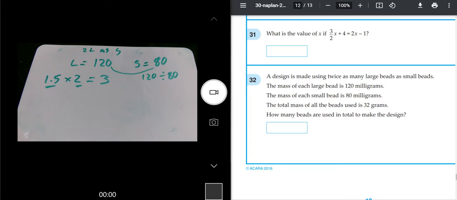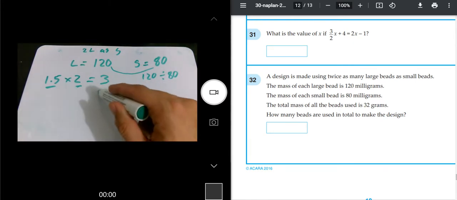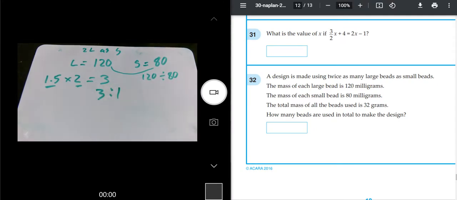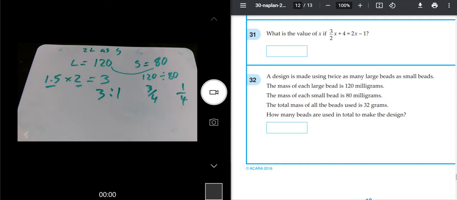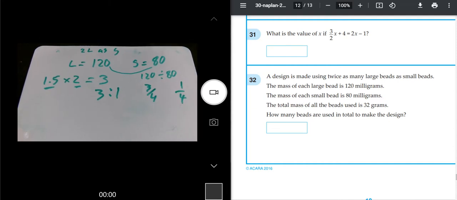Now, there's a very simple fraction that can figure that out, or even if you wrote it as a ratio, it's 3 to 1. 3 parts are large beads, 1 part is small beads. As a fraction, that obviously means 3/4 are large beads and 1/4 are small beads. So because we've already got the total mass, we can now figure everything out rather quickly.